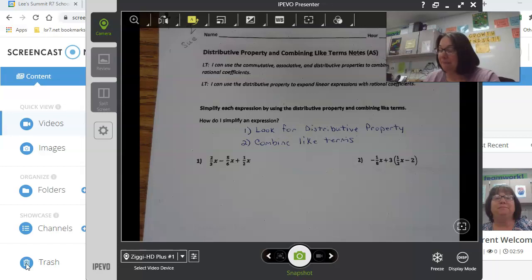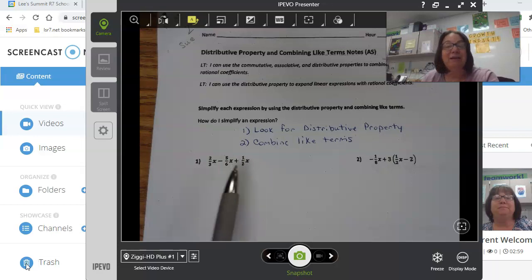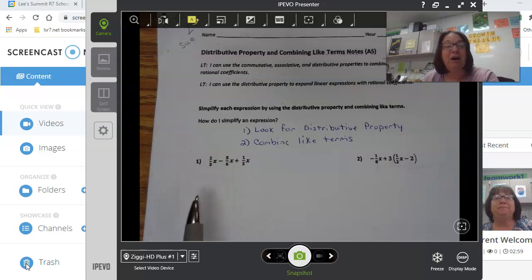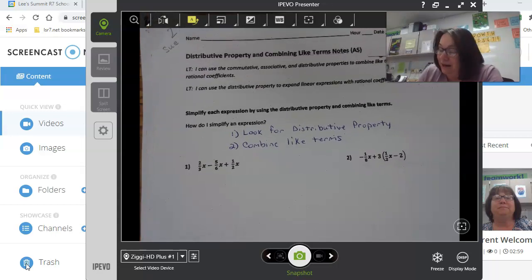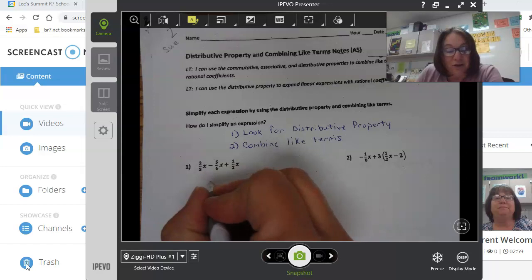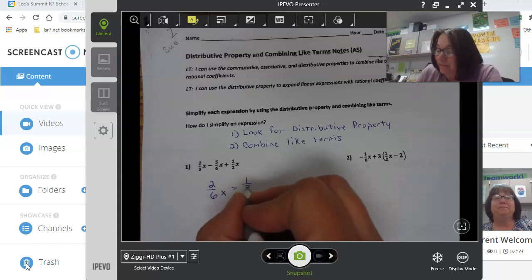So look at number 1. We have 2/3 x minus 5/6 x plus 1/2 x. So we have 3 terms. They all have an x in them, so they all are like terms. They have the same variable with the same exponent. So we can combine these terms. All you're going to do is add or subtract the coefficients. So in your calculator, you should do 2/3 minus 5/6 plus 1/2. And if you combine those, you're going to find you get 2/6 x, which would be the same as 1/3 x.